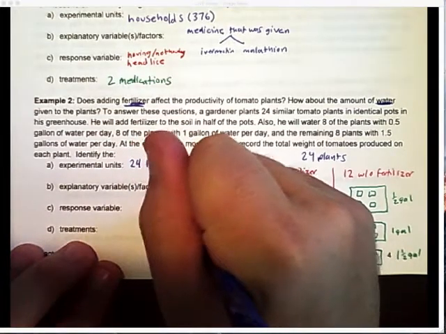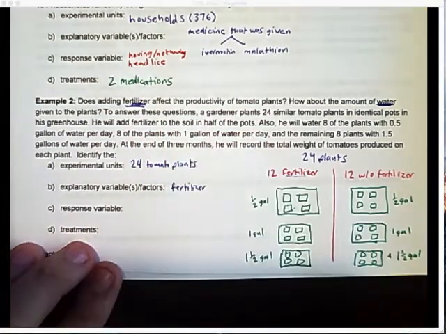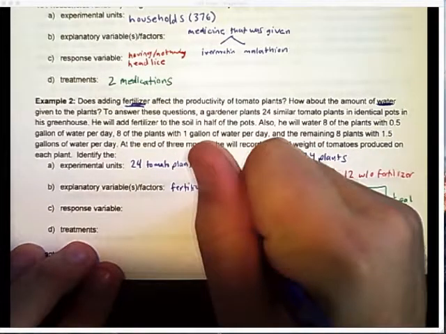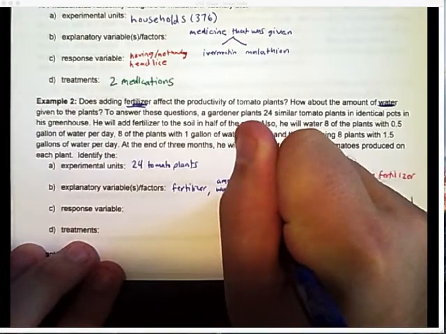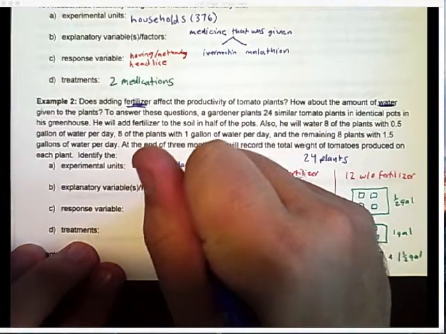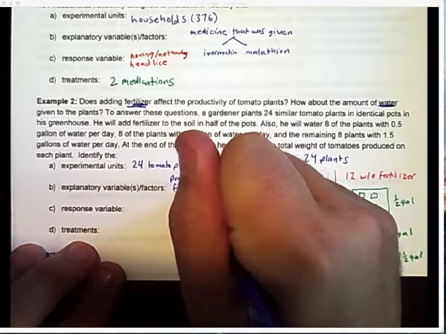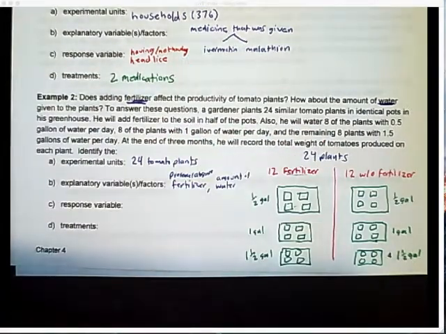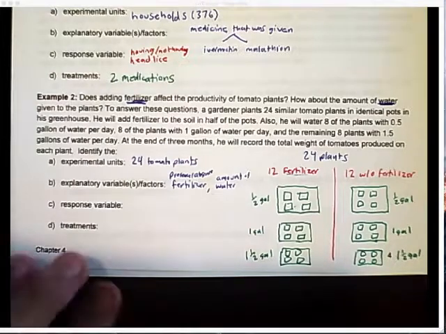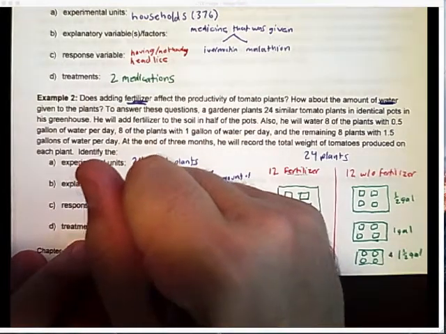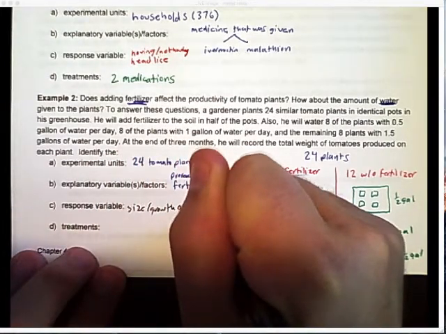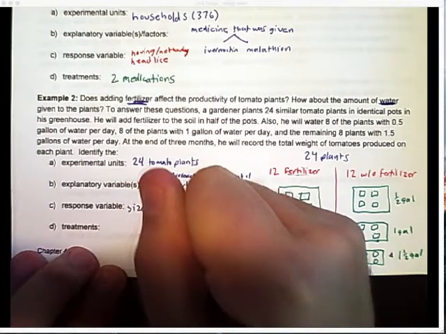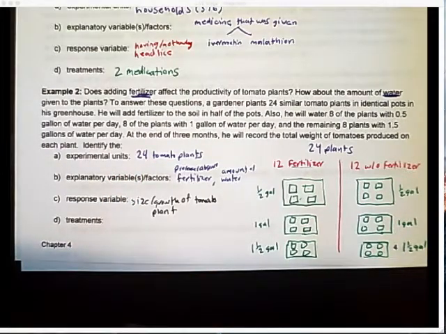So fertilizer is one explanatory variable, or one factor, and the other factor is the water. So the amount of water, all right, and we can say presence or absence of fertilizer. Well, what's being measured? The size or the growth of the tomato plant. All right. And what are the treatments?